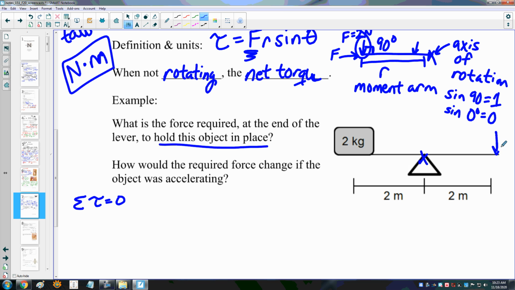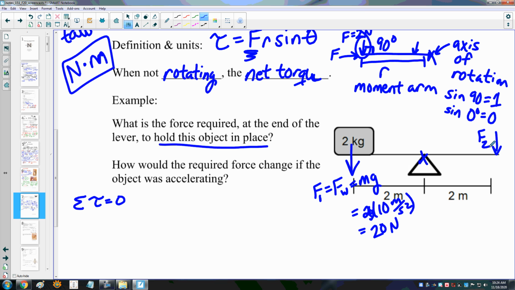I'm going to apply a force right here. I'll call that F. Let's call this F1, and it's equal to the weight of this block, which is m times g, or 2 kilograms times 10 meters per second squared. That's going to be 20 newtons. And then over here, I'll call this F2, and I want to know what F2 is.